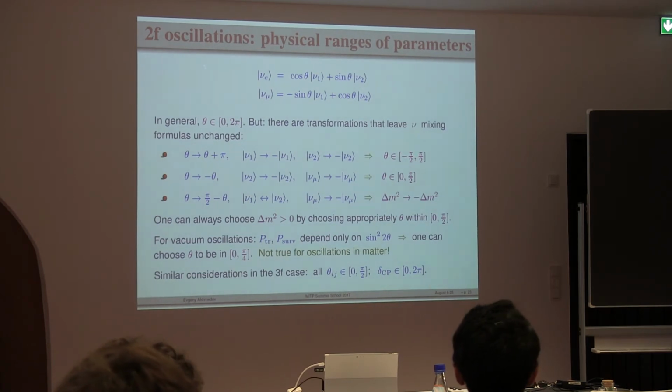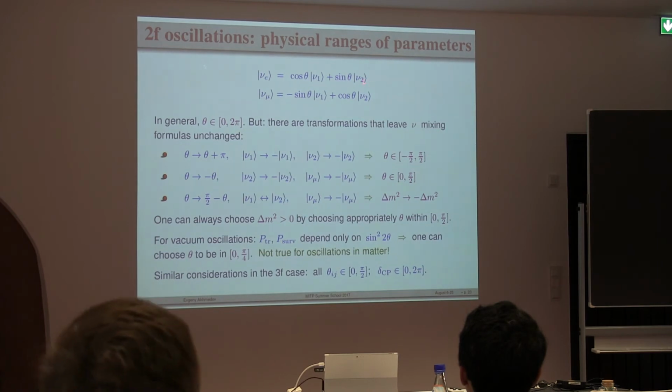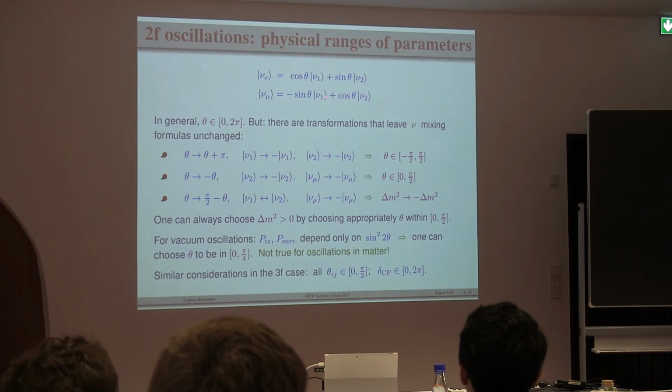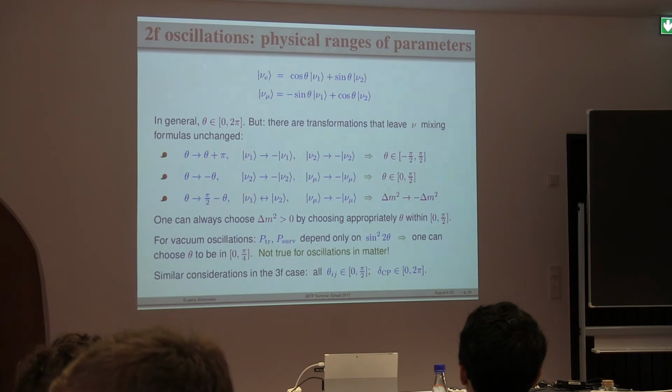Just one half. Next, if we change theta into minus theta, this would mean that cosine remains the same, but sine changes the sign. So we have to change the sign of nu 2 here. Then this first equation will remain unchanged. But if we change the sign of nu 2, this will change sign, and this also changes sign because sine theta changes sign. So we have, in addition, to change the sign of nu mu into minus nu mu.